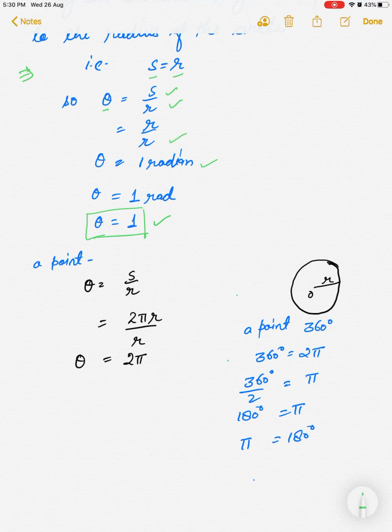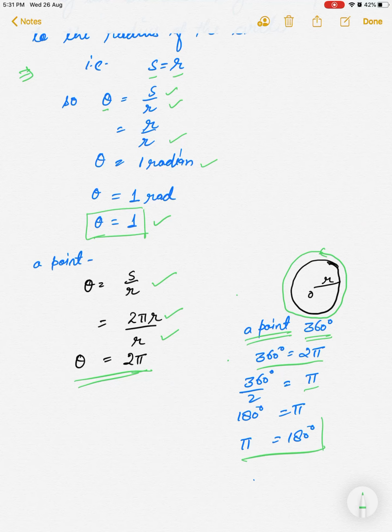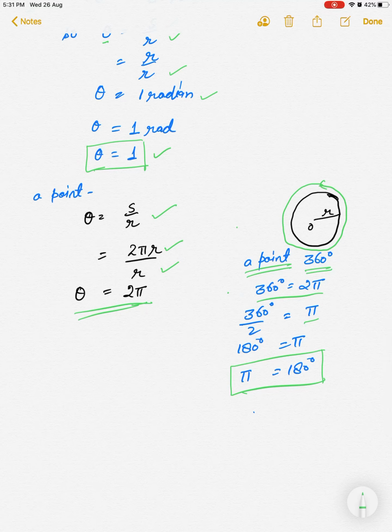And let us see about a point. As we already know the formula, angle theta equals arc upon radius, that is theta equals s upon r. And you know that if we take the circumference of a circle, then the circumference equals 2 pi r. 2 pi r divided by r gives you 2 pi. In earlier classes you have studied that a point is of 360 degree, and here you have got that a point is of 2 pi radian. So you can compare here, 360 degree equals 2 pi, or pi equals 360 by 2, or pi equals 180 degree. So here you have got one relation between radian and degree. So you can say that pi radian equals 180 degree.